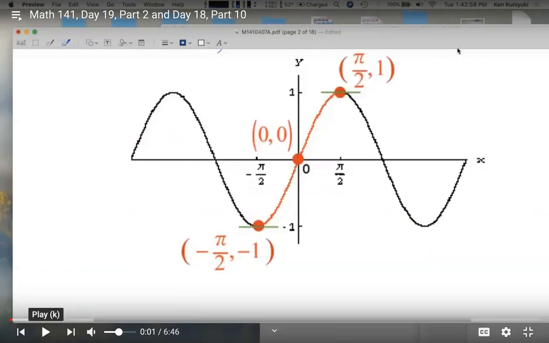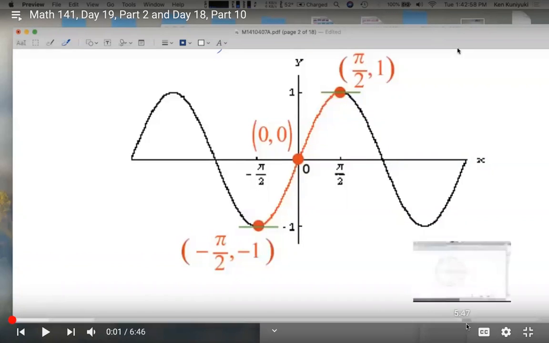So I reviewed inverse sine there. Any questions? All right, reviewing the inverse trig functions and moving on.